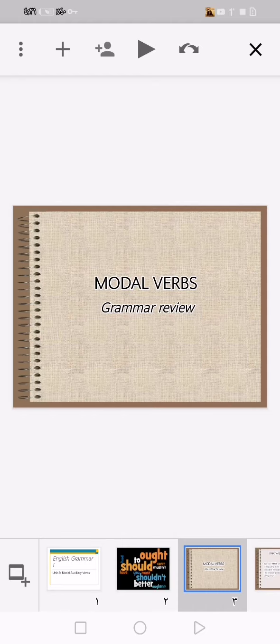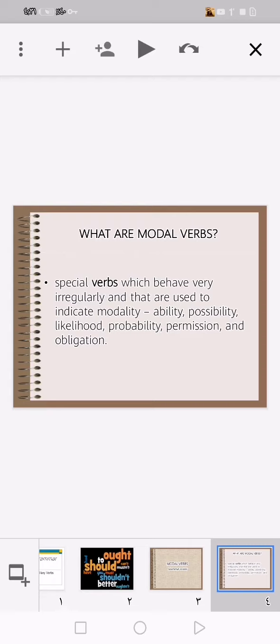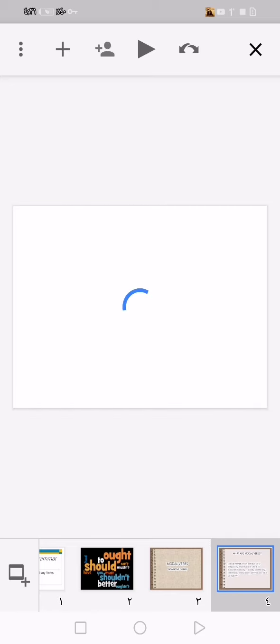Modal verbs. What are modal verbs? Special verbs which behave very irregularly and that are used to indicate modality, such as ability, possibility, likelihood, probability, permission, and obligation.